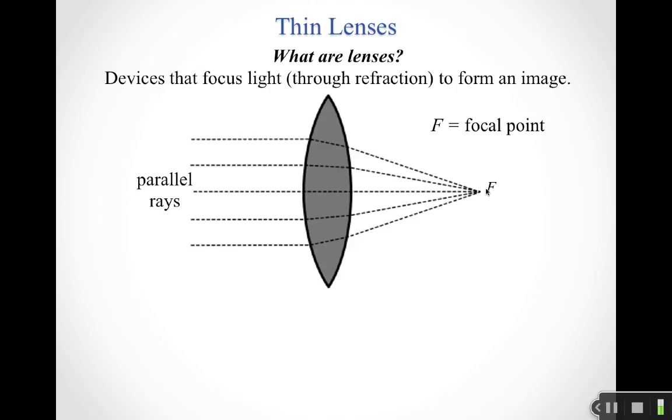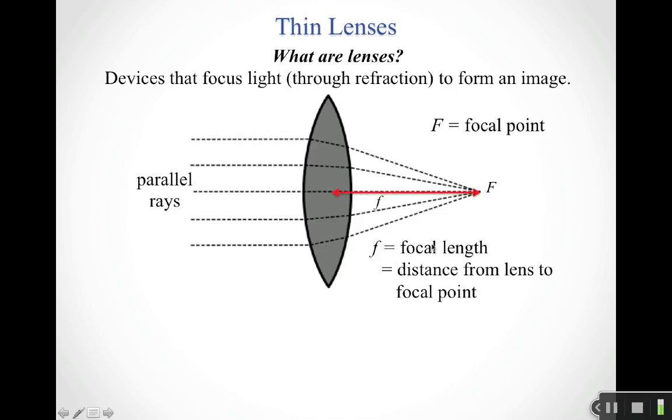Now, as a general rule, I don't have an object that's infinitely far away. So instead, to figure out where my image will form, I'm going to care about the focal length. And the focal length is the distance from the lens to the focal point. So whatever this focal point is, how far away it is from the lens is the focal length. And that's a distance that I'll care about in trying to figure out where these images will form.